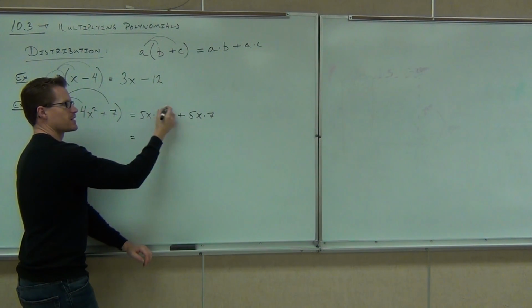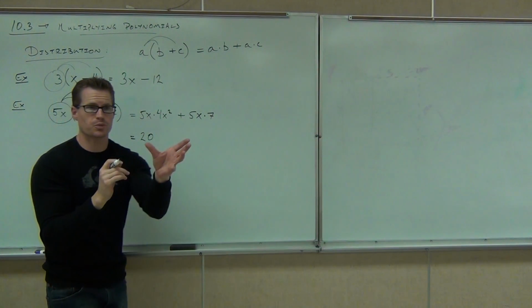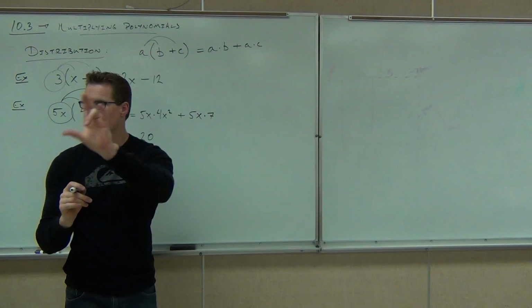How much are you going to get from 5x times 4x squared? 20x to the third power? To the third. Great, because you're multiplying. Remember that? Multiplying x times x squared, you're going to get x cubed out of that.